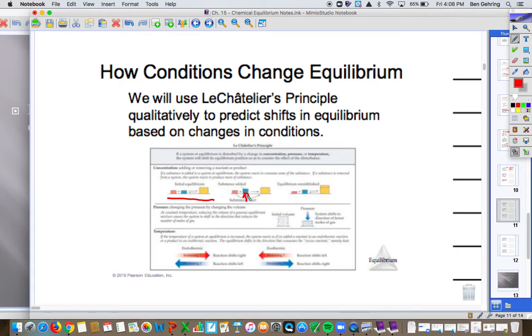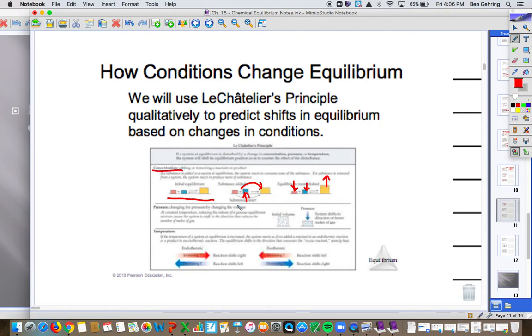What happens then is I have to get rid of some of my blue substance. So both my blue and my pink are going to decrease because I'm going to push the reaction to the right. I'm going to favor the forward reaction. And so this one is going to go up. So I produce more products to get to my new equilibrium value. So that's a change in concentration.